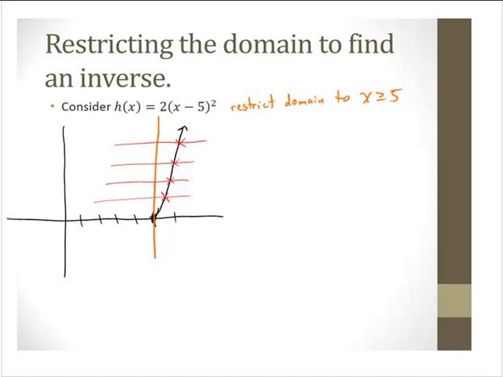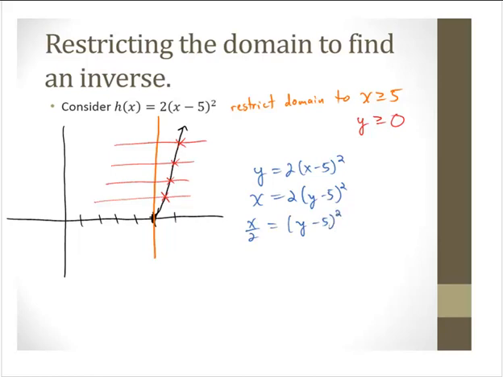Okay, so if we restrict the domain to x is greater than or equal to 5, then y is greater than or equal to 0. Let's remember that. That's our domain and range now. All right, then we can find the inverse. So y equals 2 times (x minus 5) squared. Inverting the variables, x equals 2 times (y minus 5) squared. Solving for y, x over 2 is (y minus 5) squared.